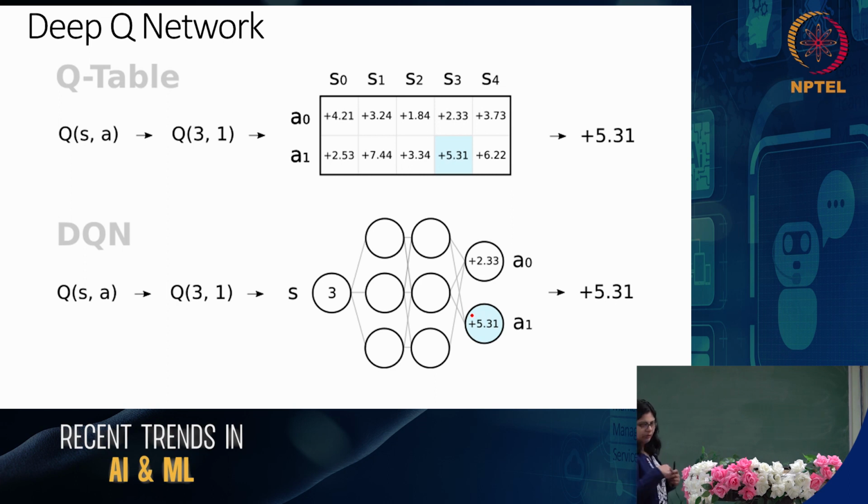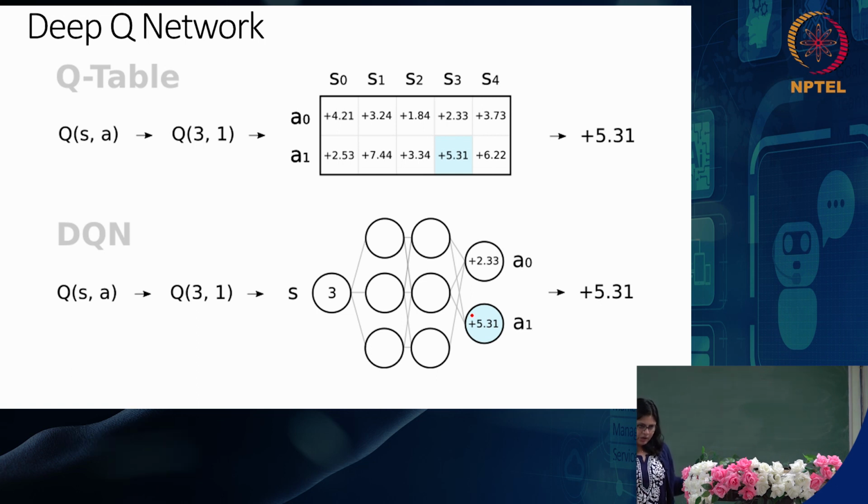But now I will show you how to simulate the data for training this DQN, because we need this kind of tuple: S, A, S dash, R. This tuple we have to somehow generate.